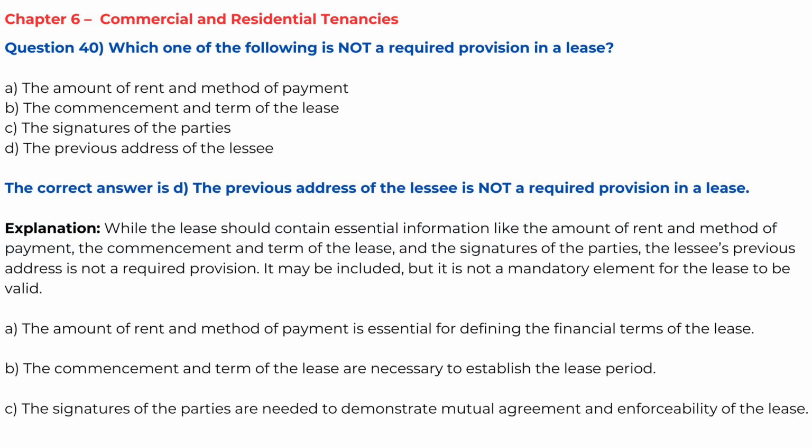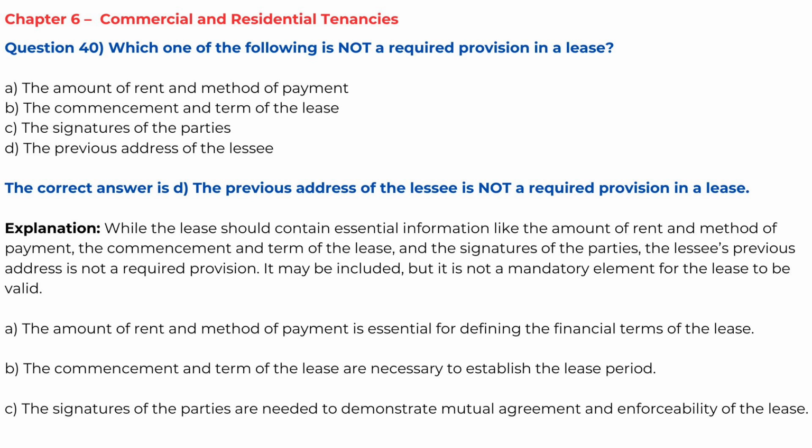Question 40. Which one of the following is not a required provision in a lease? The correct answer is D. The previous address of the lessee is not a required provision in a lease. Explanation. While the lease should contain essential information like the amount of rent and method of payment, the commencement and term of the lease, and the signatures of the parties, the lessee's previous address is not a required provision. It may be included, but it is not a mandatory element for the lease to be valid.